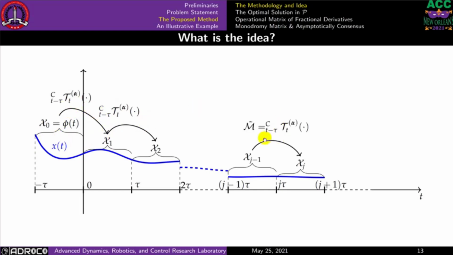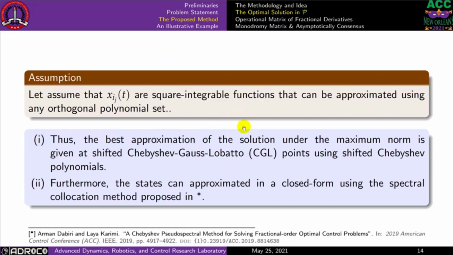If we prove that this state transition operator is going to be the same for jumping from one domain to another one, then we can replace that with the monodromy operator and say that the solution from the initial condition to the solution in the nth domain will be related to this monodromy operator to the power j, and therefore the stability of the system is related to the spectral radius of this monodromy operator. But how can we approximate that monodromy operator?